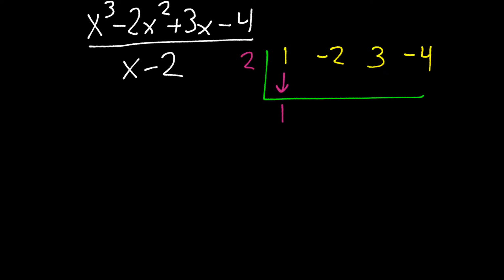So 2 times 1 is 2. Add these terms together. Negative 2 plus 2 is 0. So I get a 0 down here. Multiply 0 times 2 is 0. So we're going to have a 0 on the inside. And I didn't draw my arrows showing things going that way, sorry. 3 plus 0 is 3. And then finally multiply the 3 and the 2 so that we get 6. And then add negative 4 plus 6, which gives us negative 2.